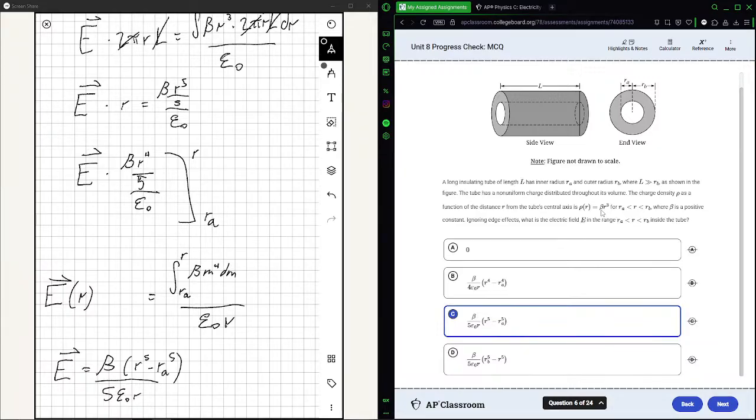Wait, JT, really quick. If it's non-uniform charge, you would just use an integral to do this? It was just non-uniform; we just did that. I'm saying you would just use an integral. Look at how I just did it. I just used an integral. So yeah. Okay.